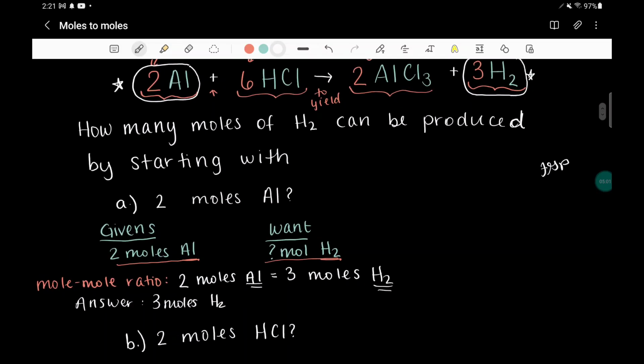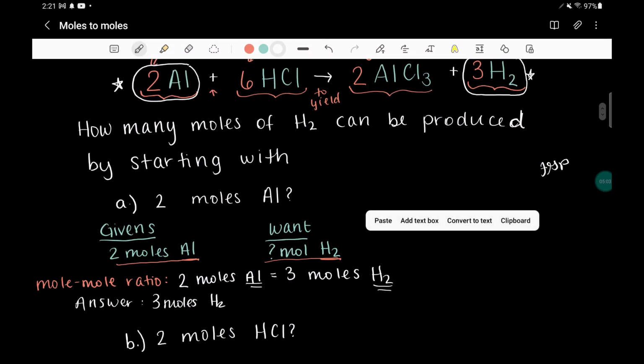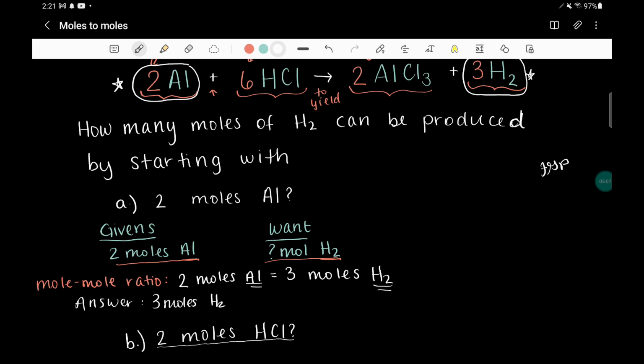So what about if we had 2 moles of HCl, if that was our given instead of 2 moles of Al? So we're looking up here. We still want H2, but instead of aluminum, we have HCl, and we're looking for H2. So in this one, we aren't given 6 moles. We're given a different number. So let's see what that would look like.